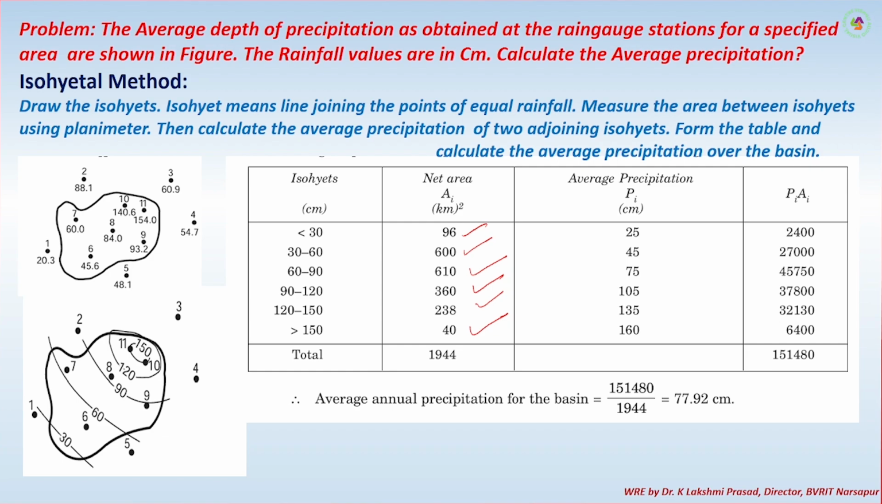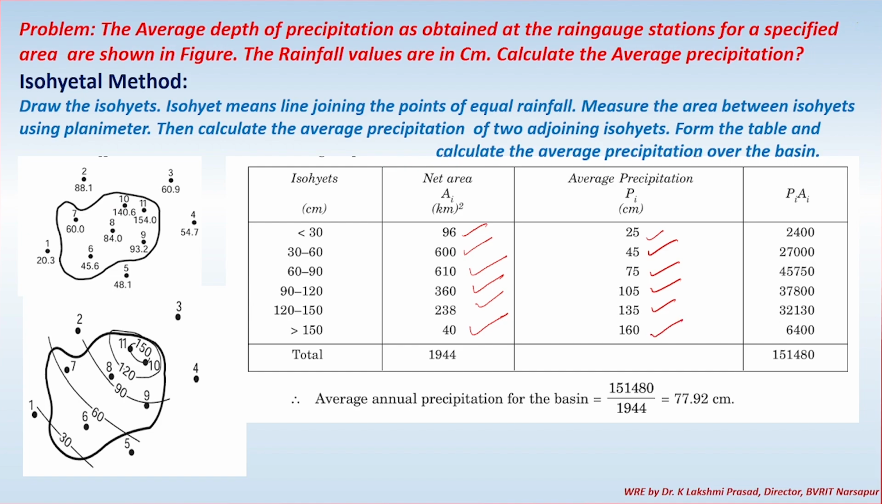Right. Less than 30, what can I do? Because if you see, it is almost closer to it, so we have taken it as 25. 30 to 60 means 30 plus 60 divided by 2, 45. 60 plus 90 divided by 2, 75. 90 plus 120 by 2, 105. 120 plus 150 by 2, 135. Greater than 150, I have seen this area here, it corresponds to about 160.